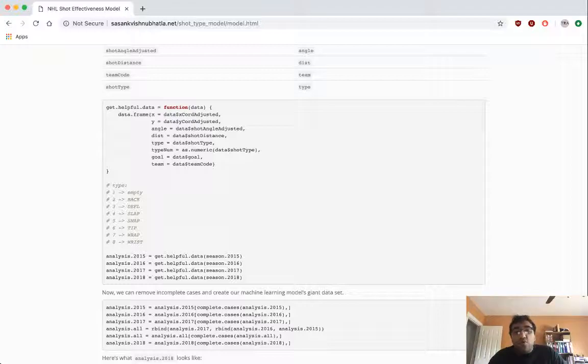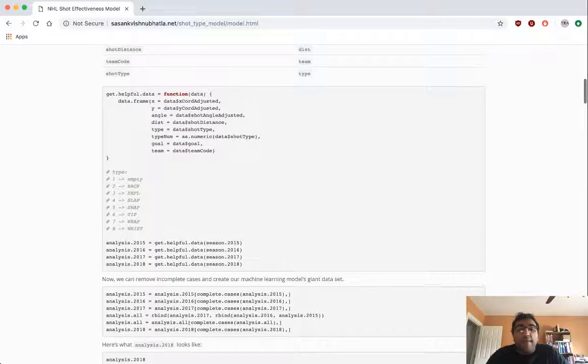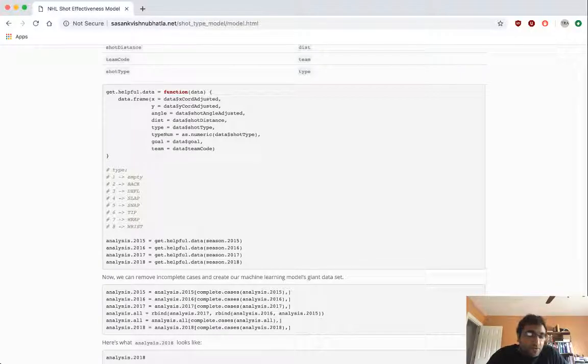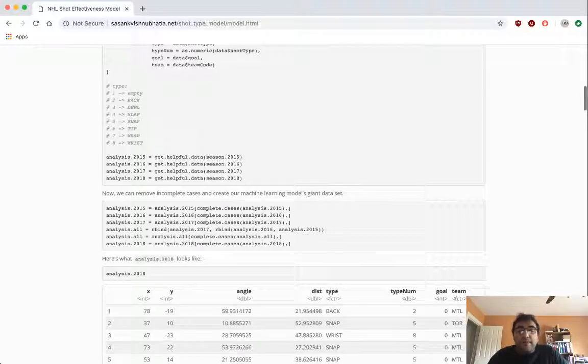So we have all of our data from 2015-16 to 2018-19. Now, to train the model, I'm going to be using the data from 2015 to 2018, not including the current season. So from the 2015-16 season to the 2017-18 season. All that data, 3 years of shot data I'll be using, which is going to be in analysis.all. That's extremely important because that is a lot of data.